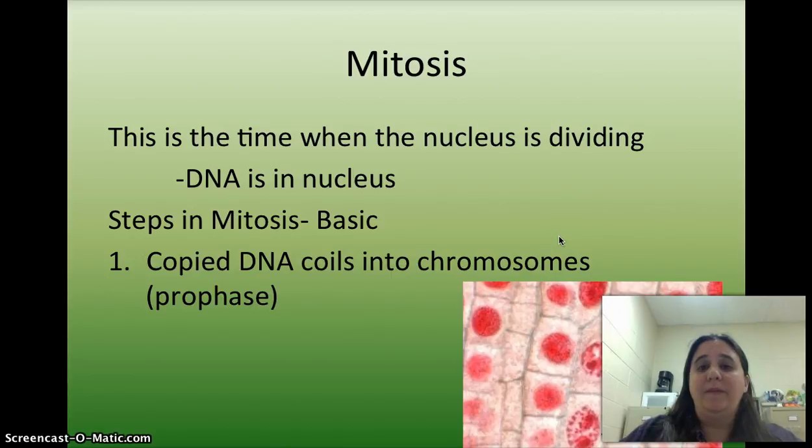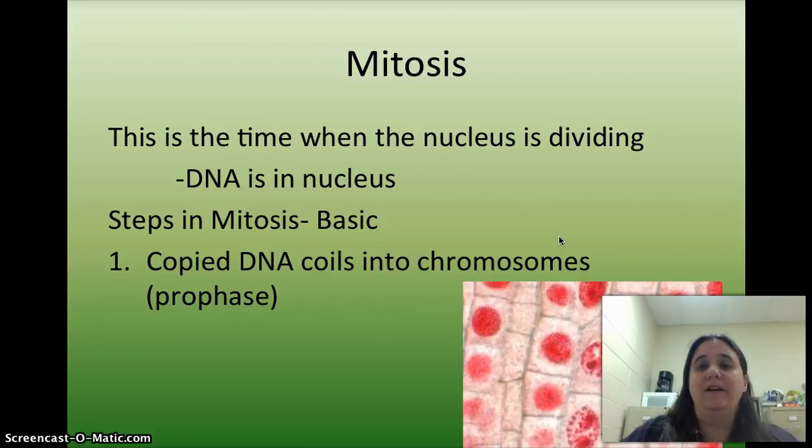The first thing that happens in interphase, remember, is that the DNA is copied. So then in mitosis, that copied DNA is going to coil into structures that we call chromosomes. Okay, so little sections of the DNA will coil up into structures that are called chromosomes. Different organisms have different numbers of chromosomes. Humans have 23 chromosomes from your mom and 23 chromosomes from your dad, for a total of 46.